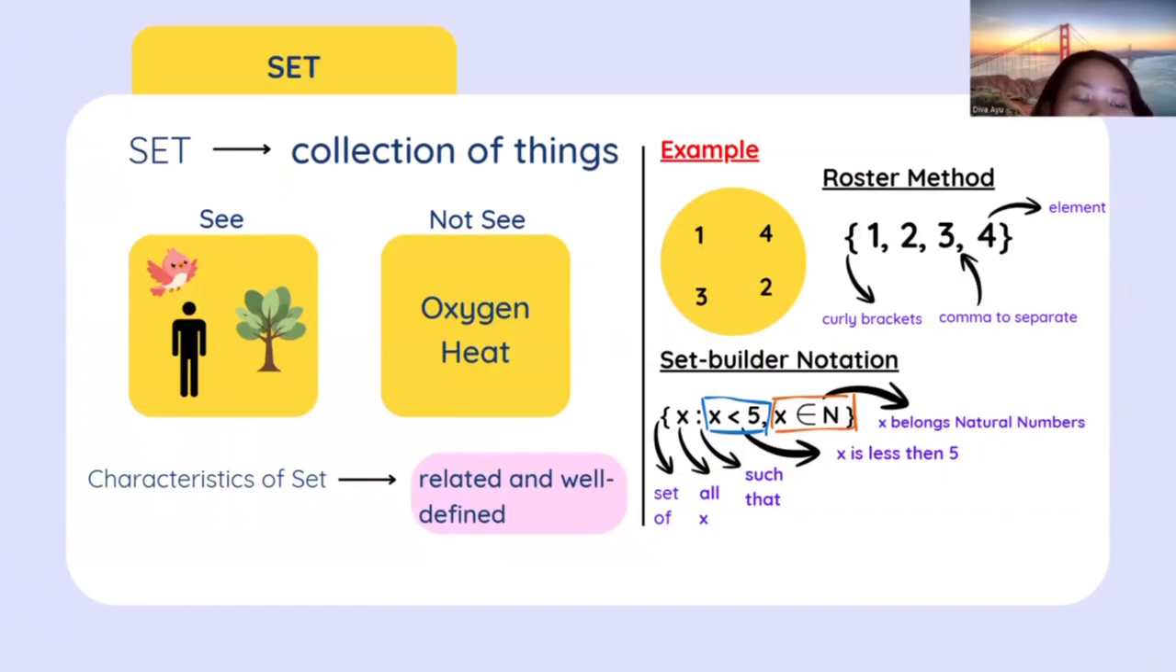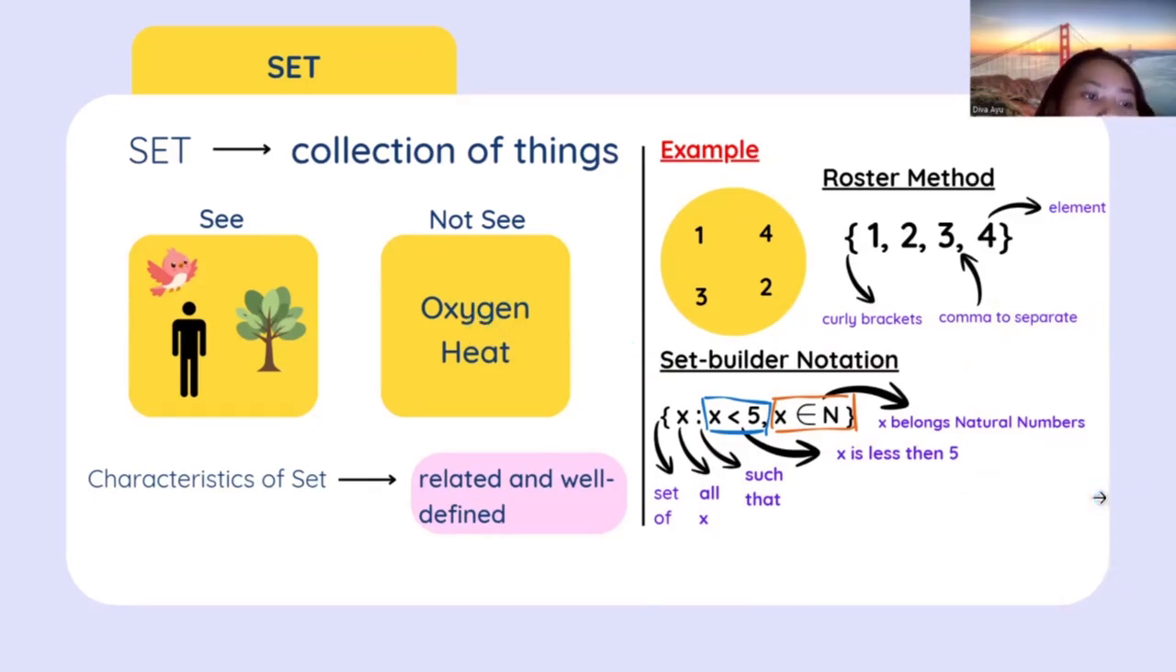A set is basically a collection of things. Think about it. What if you were asked to make a list of all the things you can see? Of course, you cannot write all the things, but some things you will mention are a bird, a tree, people, and so on. And if you were asked to write down a list of things you cannot see, you would probably write oxygen, heat, and so on. These are the things you cannot see.